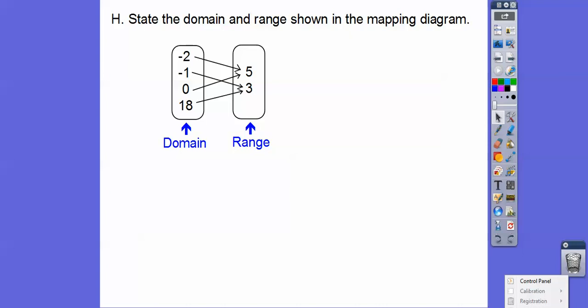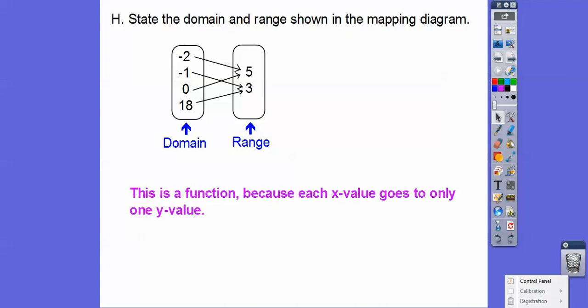Negative 2 goes to 5, okay. Negative 1 goes to 3. 0 goes to 5, that's okay, because 0 only goes to 1 y, and 18 goes to 3. So yes, that is a function right there, because every x value goes to only one y value, okay? We just can't have x's going to different y's. So if I had like negative 2 up here to 7 right here, it would not be a function, and the x's can't repeat.